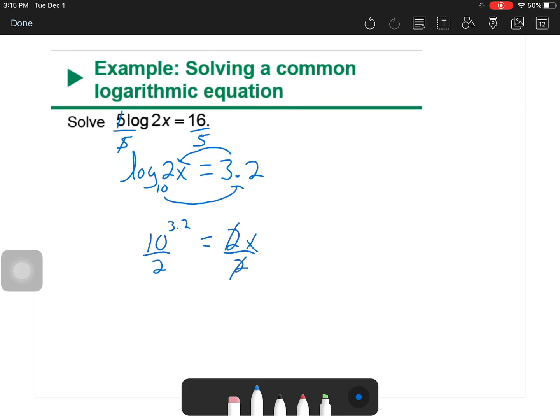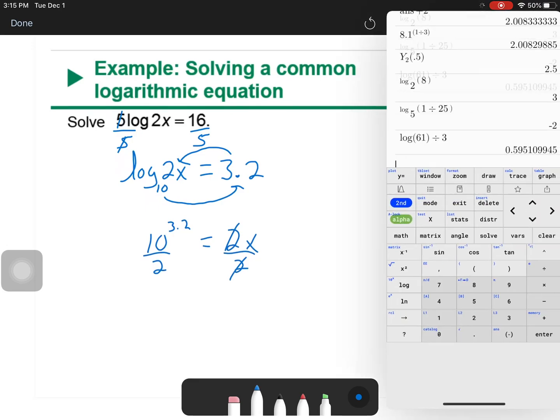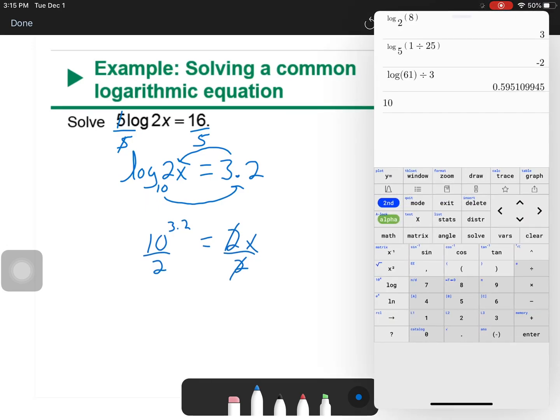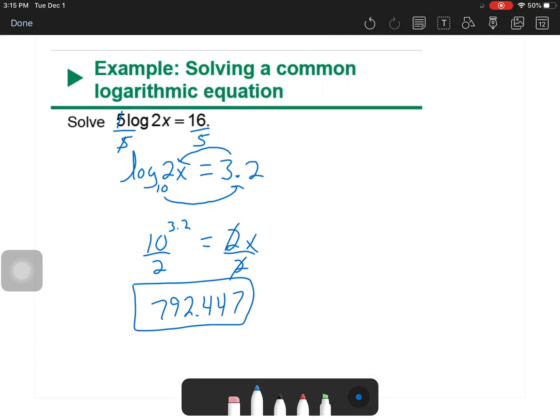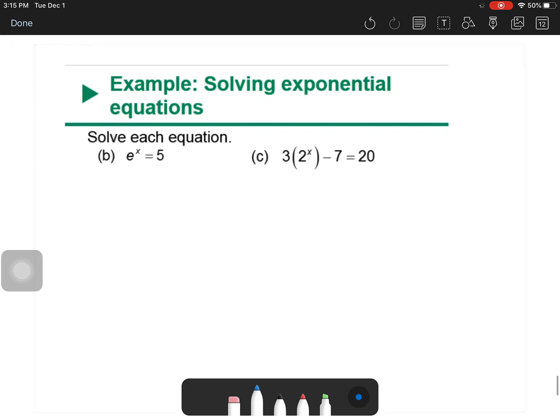So I would divide by 2, and I can type that expression into a calculator. I can say 10 to the 3.2 power divided by 2, and I get 792.447, something like that. So x is approximately 792.447. Okay, so that's what we do on that equation.